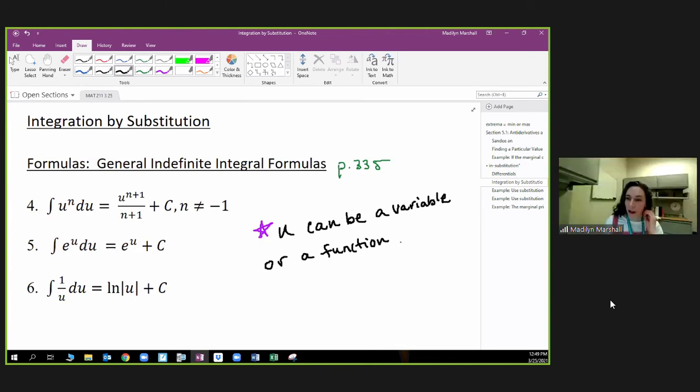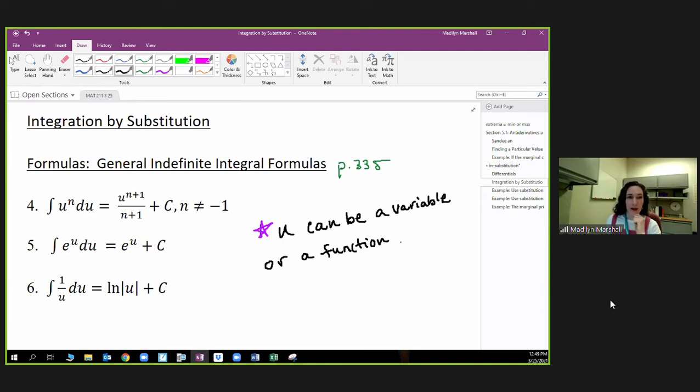If we took these three statements and just replaced all of the u's with x's, we would have those original three rules. And so those still apply. U could be our variable. Everything still works just like it was before, but U can also be its own little function.